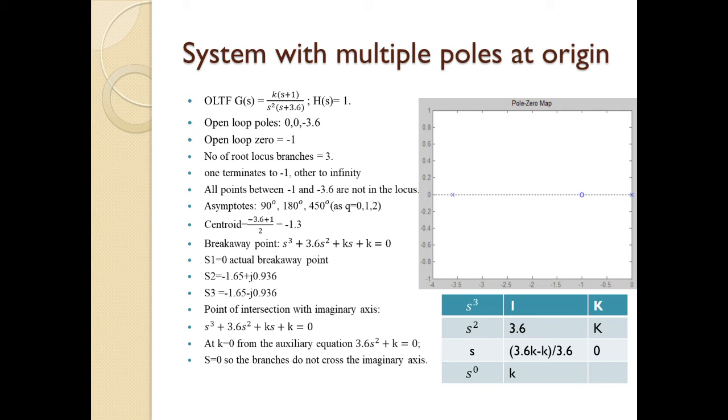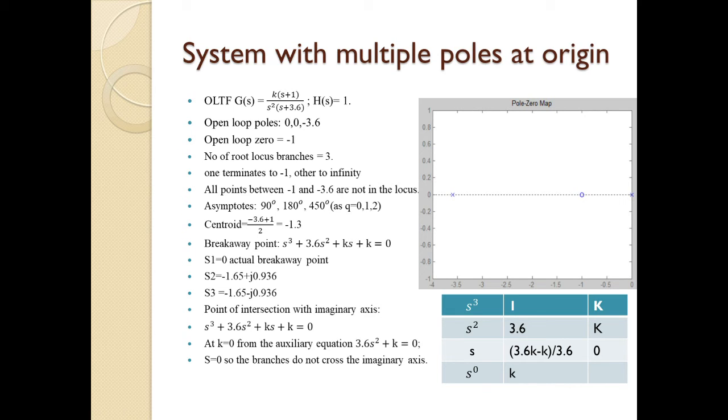Using 1 plus G(s)H(s) equal to 0, that is the characteristic equation, we can find the relation s to the power 3 plus 3.6 s square plus Ks plus K equal to 0. We can solve this equation and we get 3 solutions: s equal to 0, and the remaining 2 are minus 1.65 and plus minus j0.936. So now S2 and S3 are actually complex quantities.